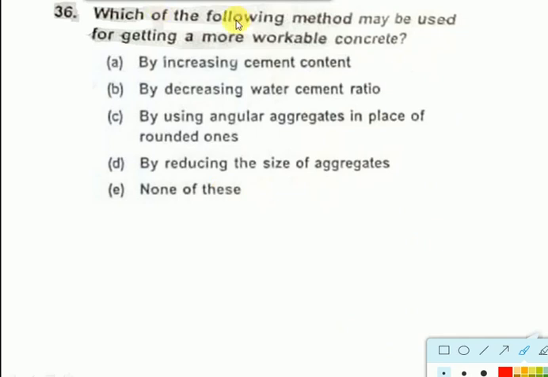Which of the following methods may be used for getting a more workable concrete? For more workable concrete, which method will we use? Either increasing the cement content, decreasing the water cement ratio, using angular aggregate in place of rounded ones, reducing the size of the aggregate, or none of these.